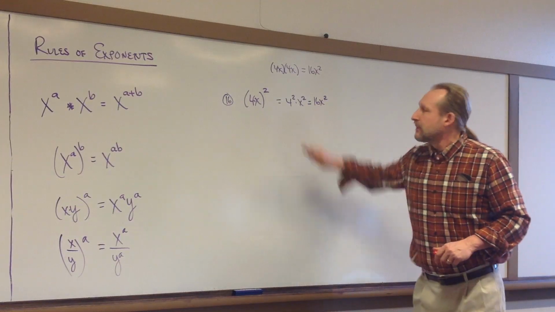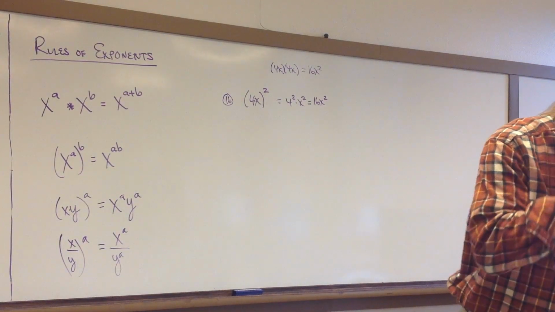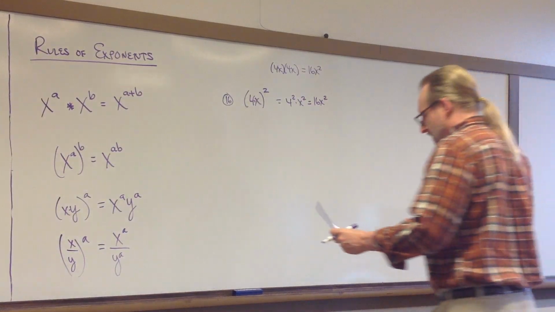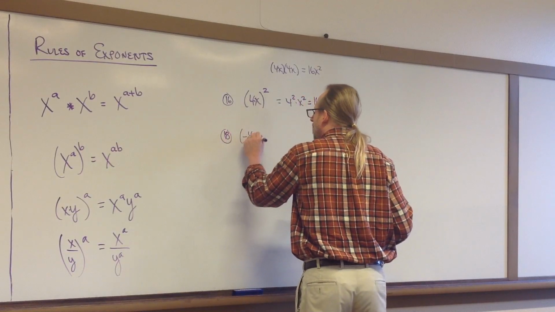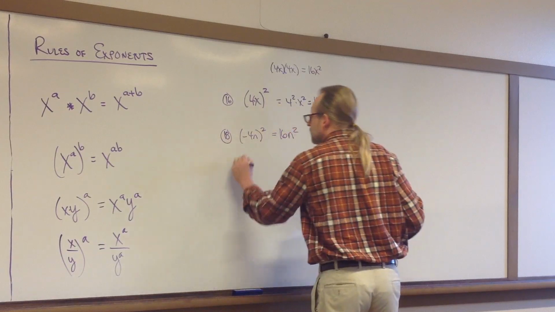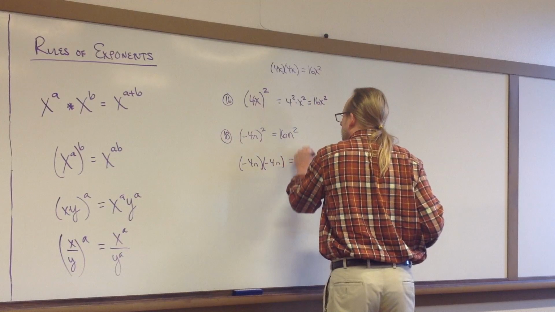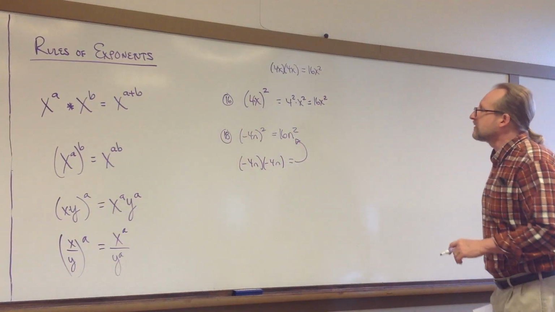Okay, so there's problem 16. Let's keep working through these problems. Problem 18, negative 4n squared. This is going to be positive 16n squared, right? Because if we go negative 4n times negative 4n, that'll give us a positive 16 along with an n squared.